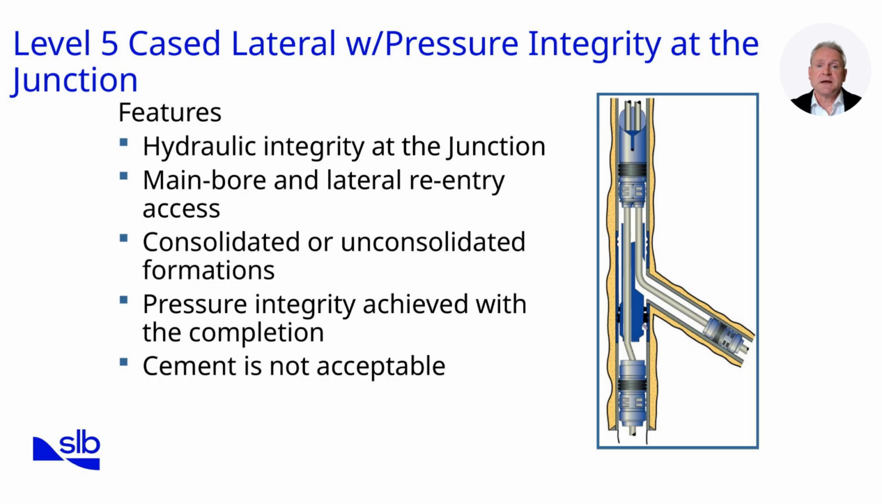This level allows both main bore and lateral re-entry, making intervention and production management more flexible. It can be applied in both consolidated and unconsolidated formations, meaning it is suitable for a wide range of reservoirs. On the schematic, you'll notice casing through both the main bore and lateral, with the junction sealed using engineered equipment. The absence of cement at the junction is intentional, emphasizing the reliance on mechanical barriers for isolation. Level 5 designs are more costly, but they enable selective flow control and zonal isolation, vital for complex or high-value reservoirs. From here, we move to the most advanced classification, Level 6.